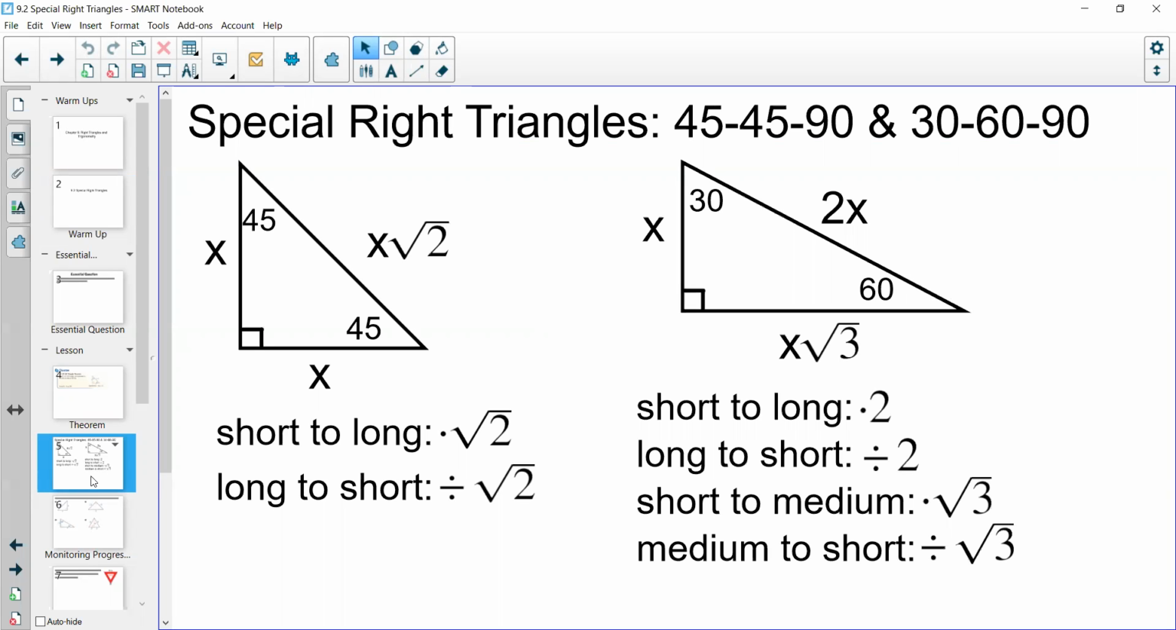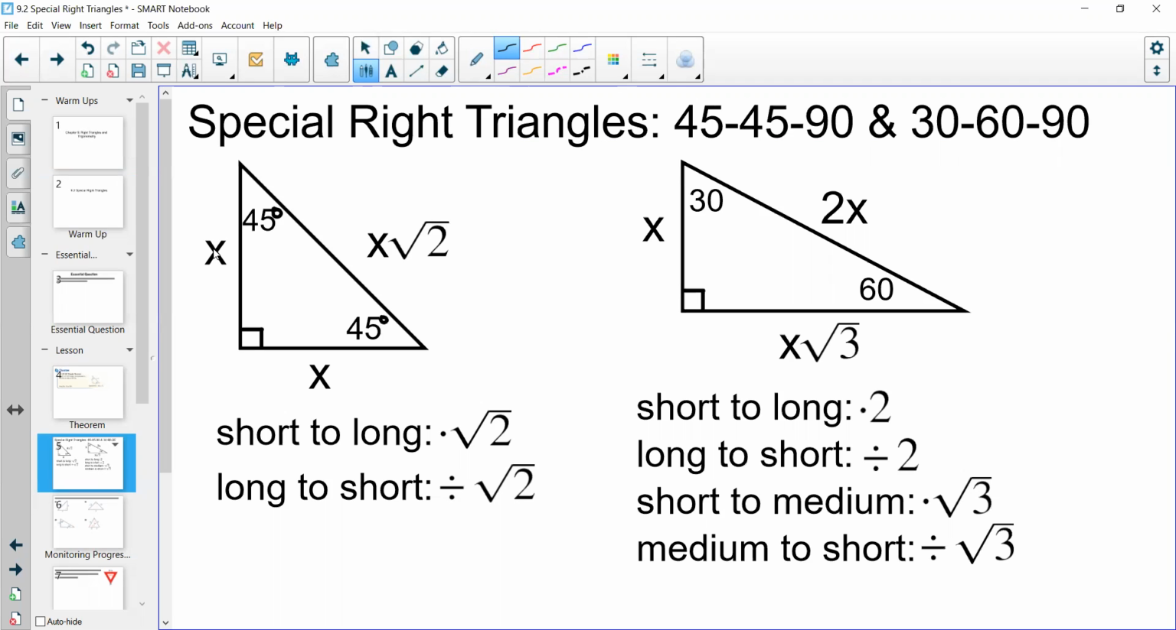A 45-45-90 is a right triangle in which two of the angles are 45 degrees, and then we have our 90-degree angle. Now, they have a very special pattern that they follow when it comes to the sides of these right triangles. The two legs of our right triangle are both going to be some term. The pattern is that both those legs are the same, and remember, that's going to be the case because the opposite angles are the same.